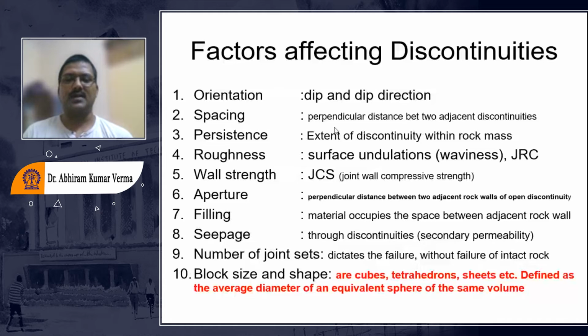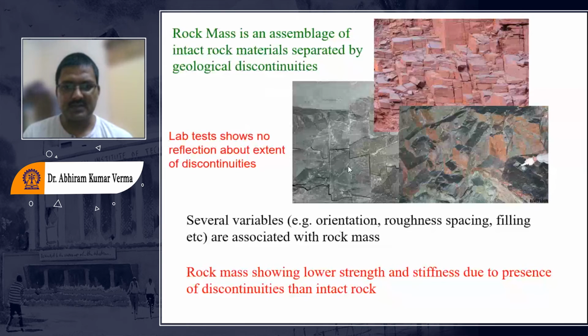Spacing is the perpendicular distance between two adjacent discontinuities. So we'll go to this one. Here you can easily find, if two joints are there, what is the perpendicular distance between these two discontinuities. That is going to give you the spacing of discontinuities, right?